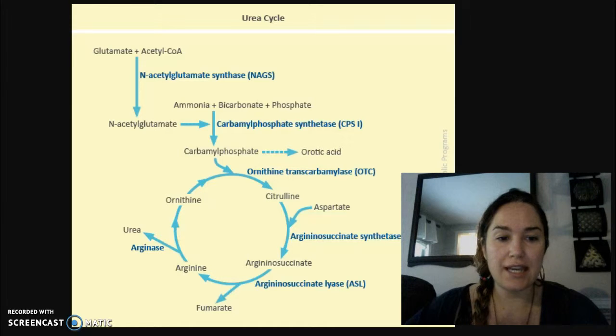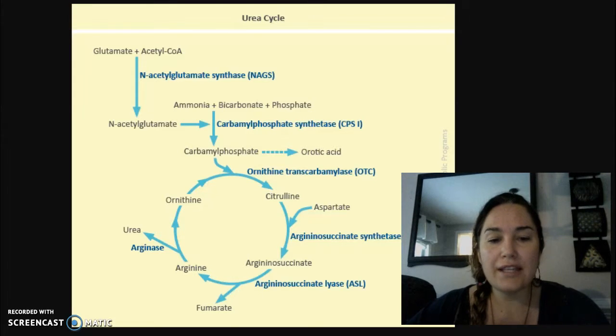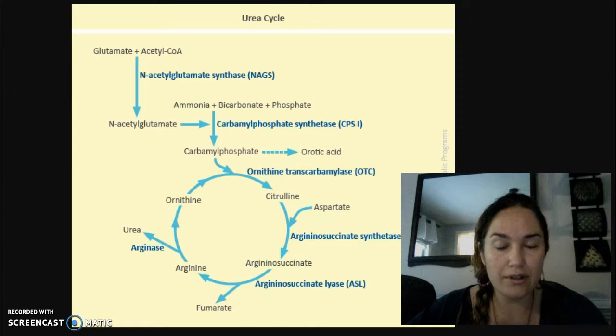For this case, a newborn girl appeared normal at birth. However, within 24 hours, she developed lethargy, hypothermia, and apnea. So, the attending physician suspects a metabolic disorder and decided to order a panel of labs.